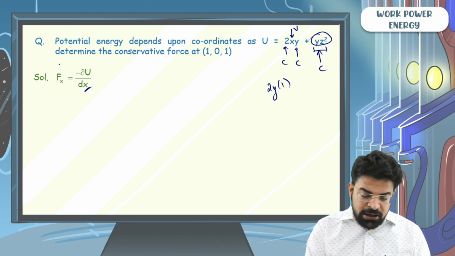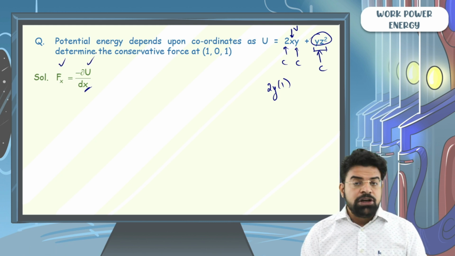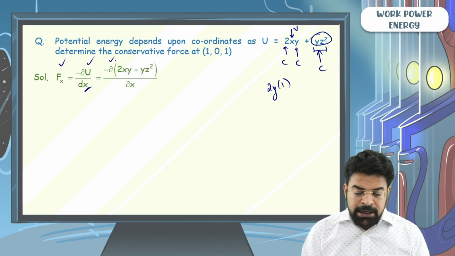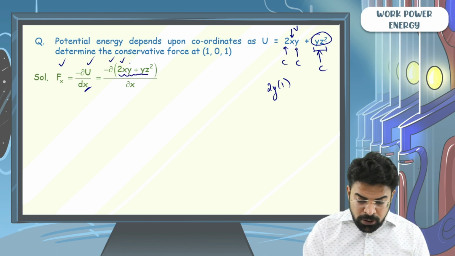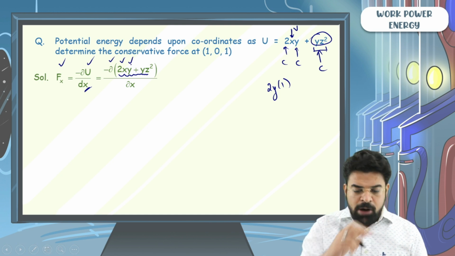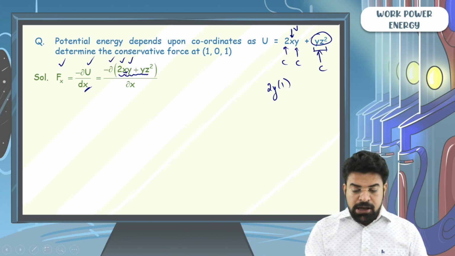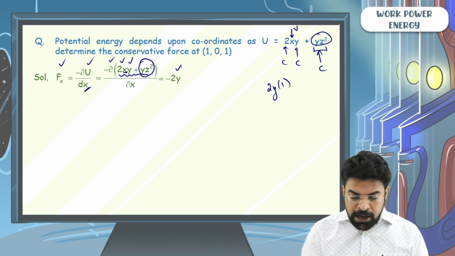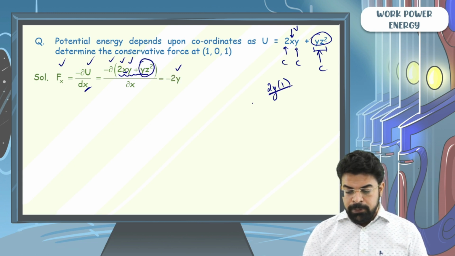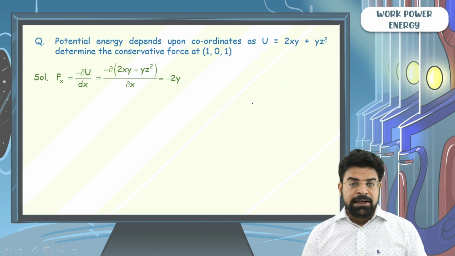So we will say the force in x direction equals minus del U by del x equals minus times the partial differentiation of 2xy plus yz square. 2 and y are treated as constant, take them out, differentiation of x is 1, and the whole of yz square, its differentiation becomes 0. So you get minus 2y.